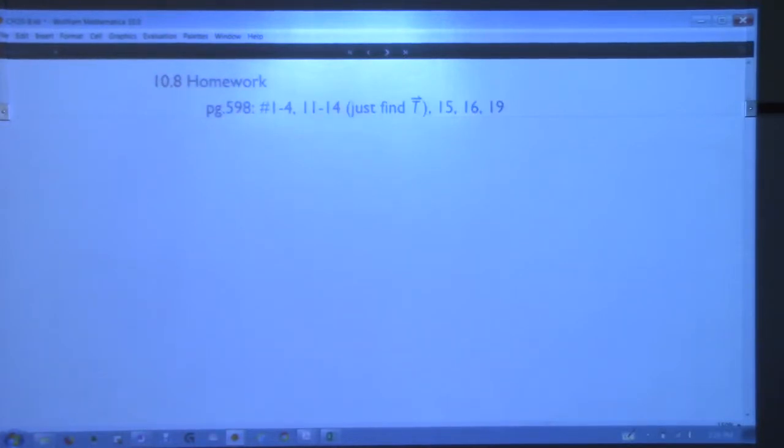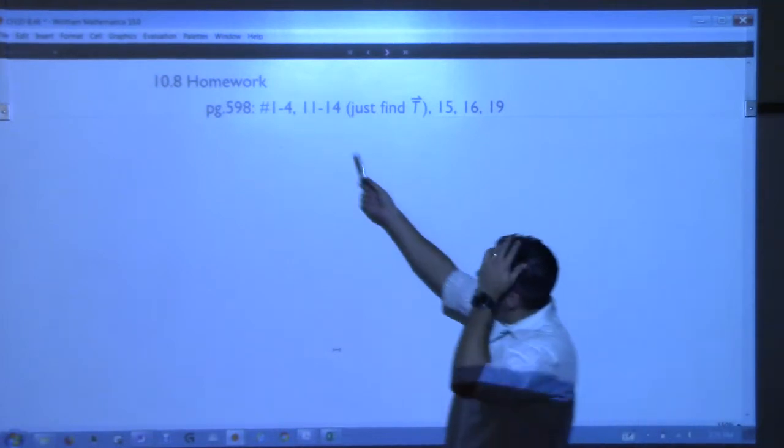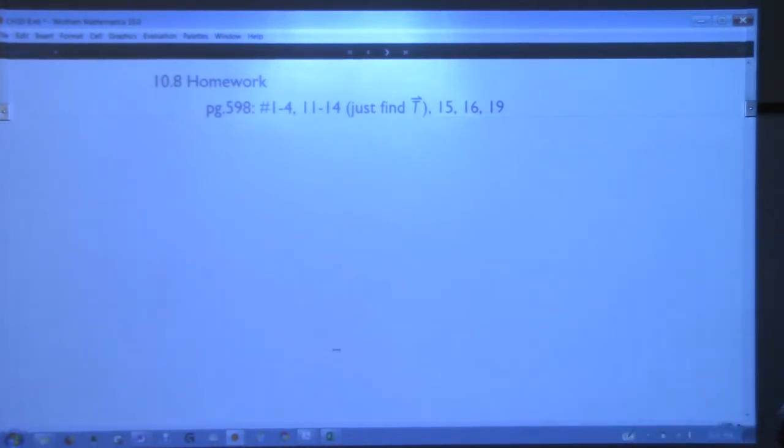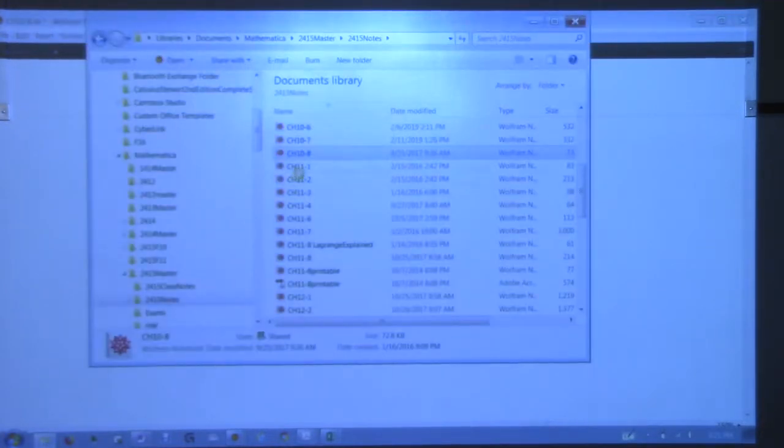And that is it. On the homework, just make sure you notice that on 11 through 14, I just want you to find capital T. I don't know if that's in the schedule, if it says that. It does say that? Yeah, it does. Find capital T. All right, we got 20 minutes. Let's keep going. Is that it? Are we done with chapter 10? Yeah, we're done with chapter 10.